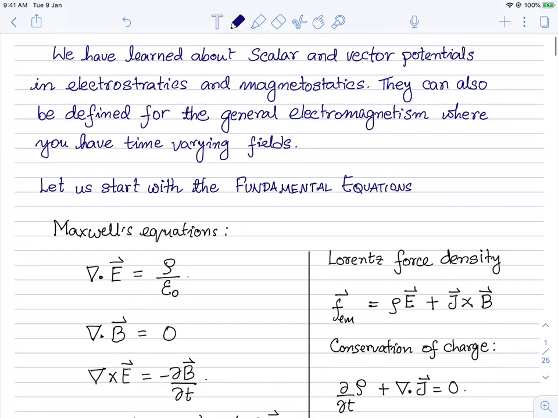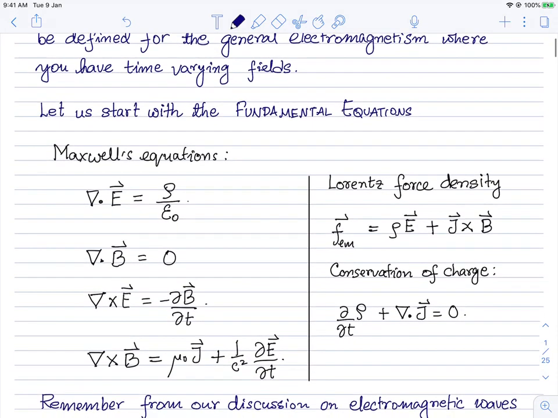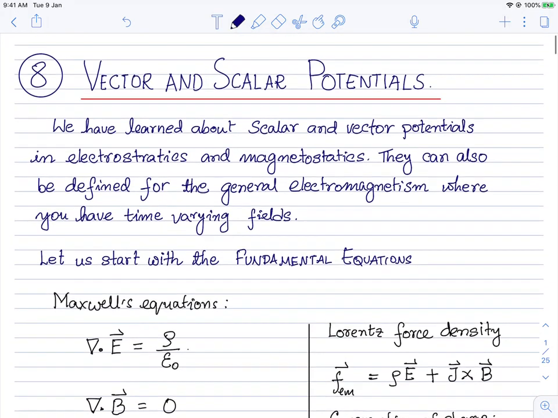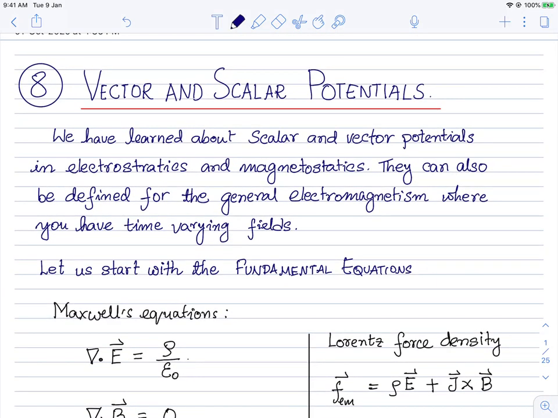Let's say we are given some arbitrary localized charge density and current density, then we can ask what is the solution of the electric and magnetic field, and this is what we are going to try to address in this particular video. Before we go ahead, let me begin with a very quick and brief recap of the idea of the vector potential and scalar potential, which we discussed in the previous video.